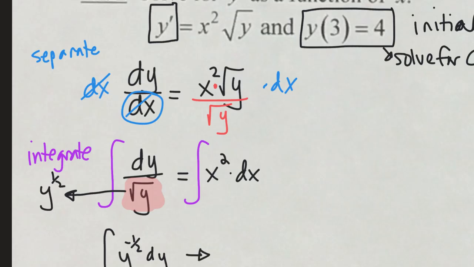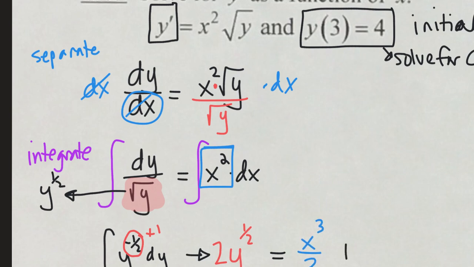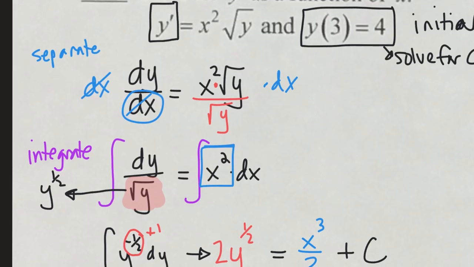So what is the antiderivative of y to the negative 1/2? Let's add 1 to the power. What's negative 1/2 plus 1? That's positive 1/2. Then multiply by the reciprocal of 1/2, which is 2. So the antiderivative of 1 over root y is 2y to the 1/2. It equals, what's the antiderivative of x squared? x cubed over 3, and then we have our plus c, our constant of integration.